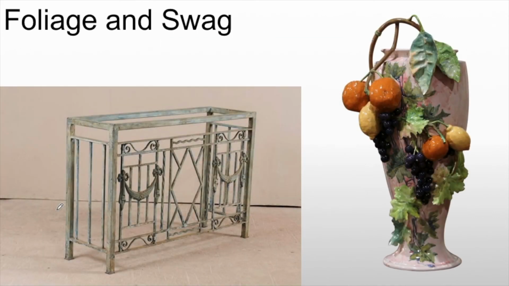We'll also see the use of foliage and swag. Now, we've seen these both in previous movements. Swag is basically fabric that's hung along, in this case, a fence, but it can be used on frames and other things. And as it drapes down, of course, it creates these very beautiful curvilinear lines.